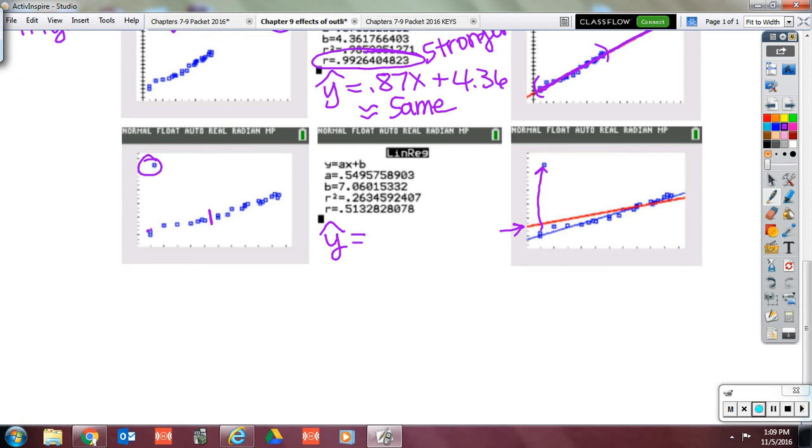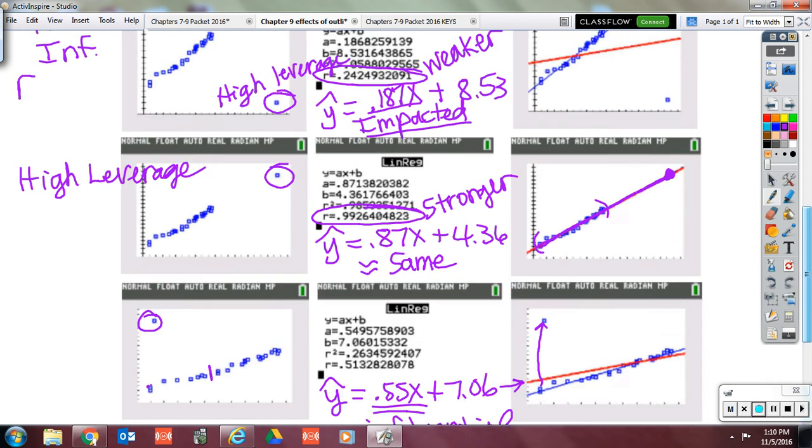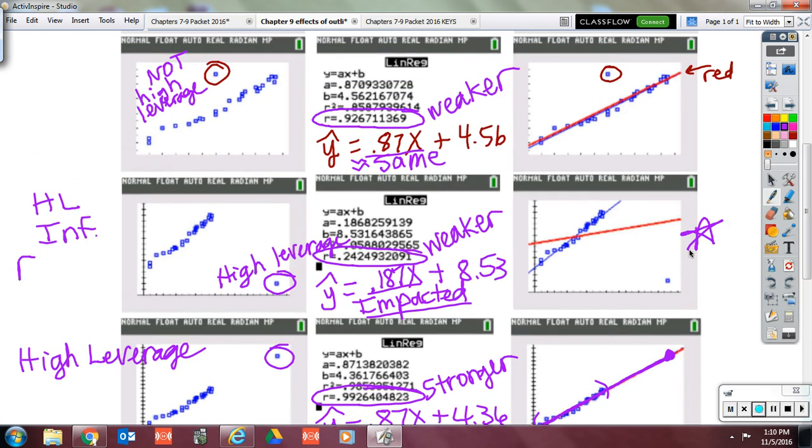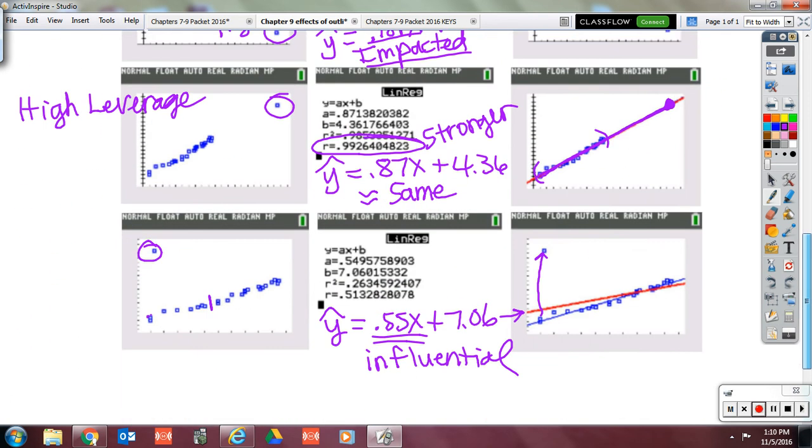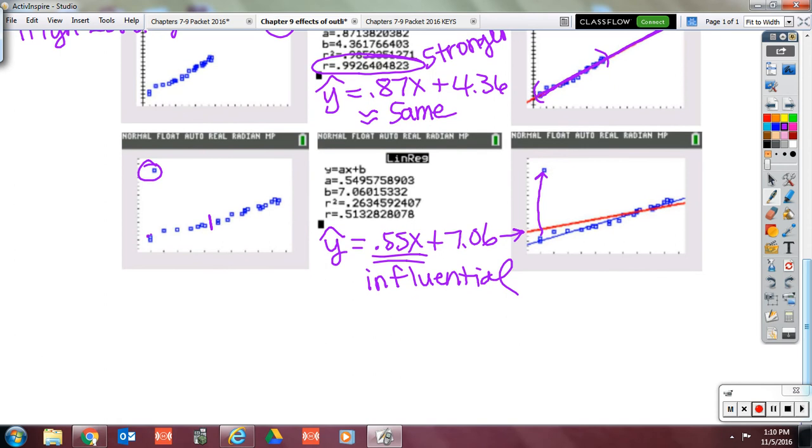So the prediction line is 0.55x plus 7.06. So I would say that that slope is quite different from the previous 0.87. So I would say that this is being influential. Okay, not quite as influential as this one here that we had, that third one, but it is having impact. And then of course it being out of whack with the rest of the data is making the correlation, the linear correlation, weaker.